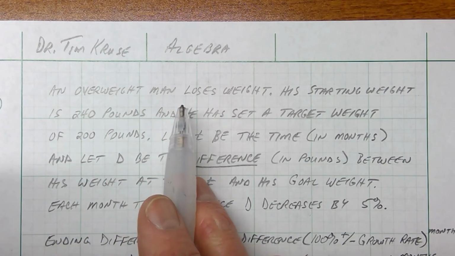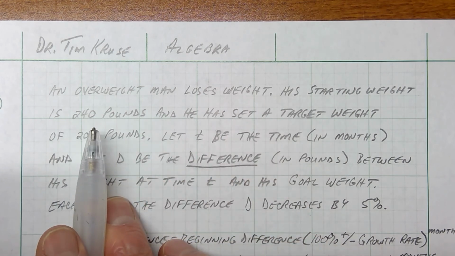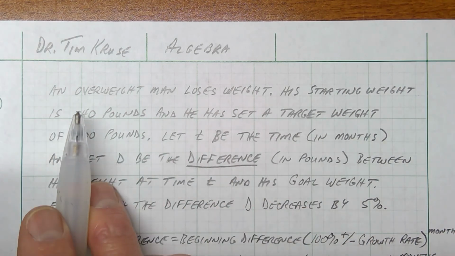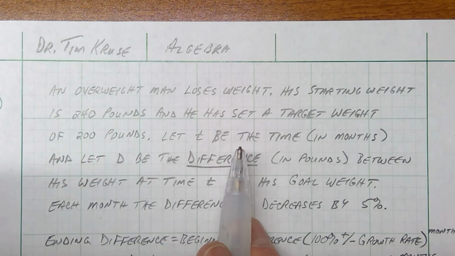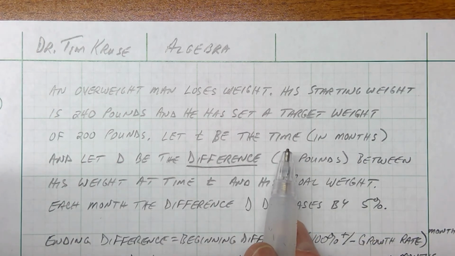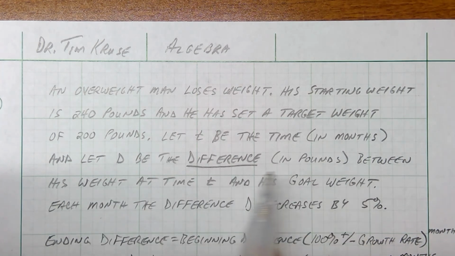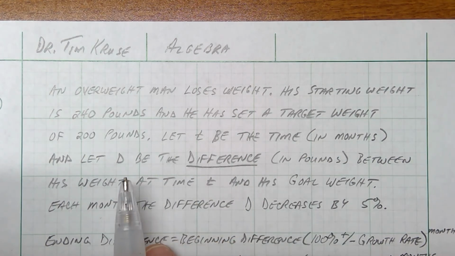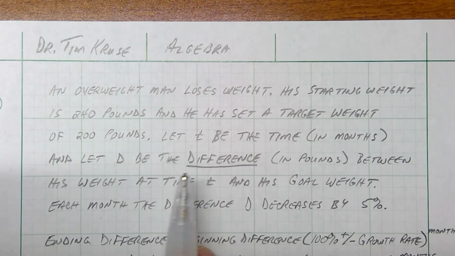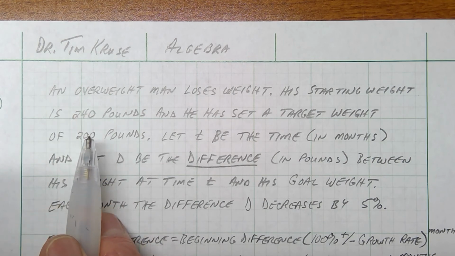Okay, last one. An overweight man loses weight. His starting weight is 240, and he set a target weight of 200, so he wants to lose 40 pounds. Let t be the time in months, and let d be the difference in pounds between his weight at the time t and his goal weight. So this is kind of a hard problem because d stands for the difference between what he weighs and what he wants to weigh. He starts out a difference of 40 pounds. He's 40 pounds overweight.